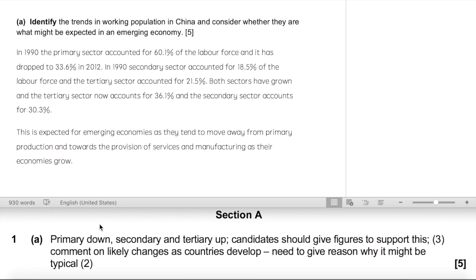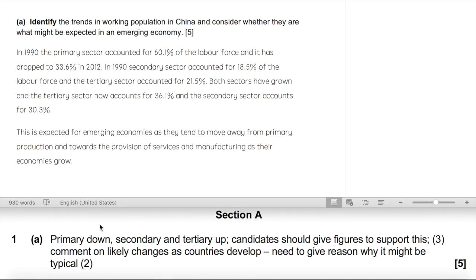So what the mark scheme is asking us to do is mention that the primary sector employment is down, secondary and tertiary has increased, and candidates should give figures to support this, which means there should be information from the case used to explain it. So let's see if we can first do that for 3 marks.